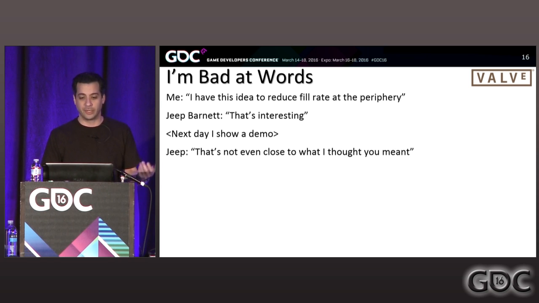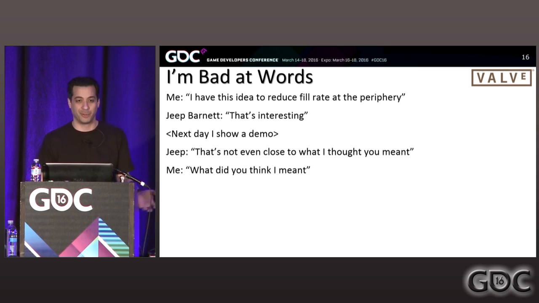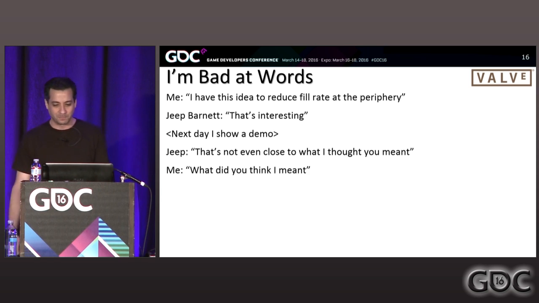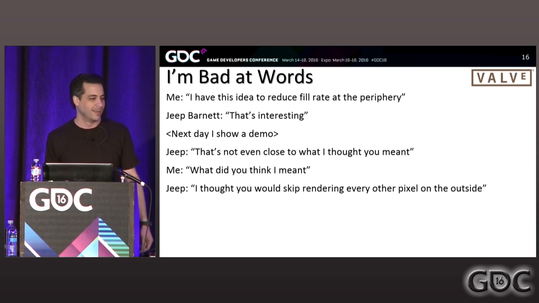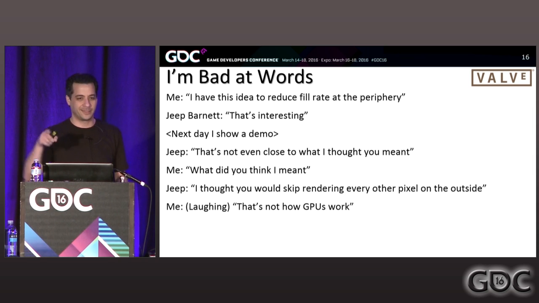And Jeep goes, that's not even close to what I thought you meant. And I said, well, what did you think I meant? I'm sure I explained it pretty well. And so he goes, well, what I thought you said was you're going to skip pixels, like every other pixel, as you get farther away from the center of the optics. I was laughing. I'm like, that's not how GPUs work. You can't just skip pixels.